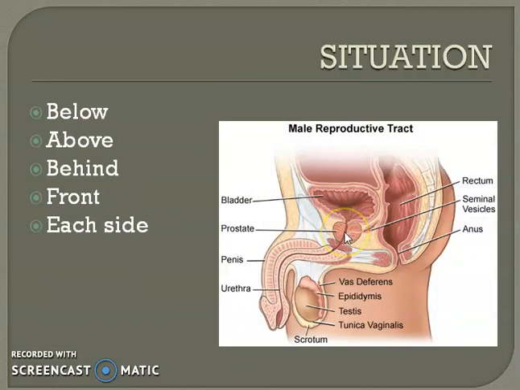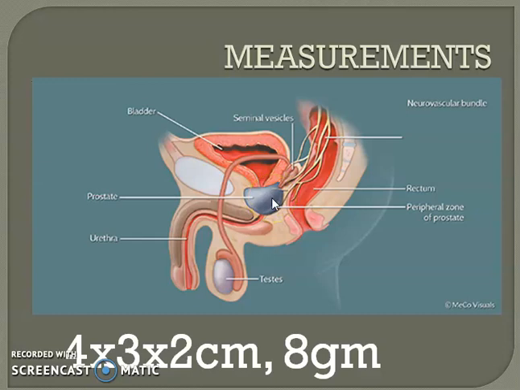Situation of the prostate. It is present below the neck of the urinary bladder, above the urogenital diaphragm, behind the lower part of the pubic symphysis and in front of the rectal ampulla. On each side there is the levator ani muscle. The measurements of the prostate are 4 into 3 into 2 centimeters, the transverse, vertical and anteroposterior diameters, and it weighs about 8 grams.